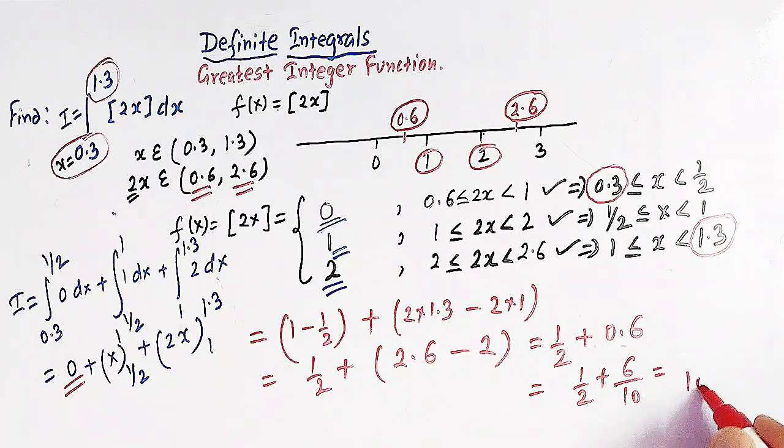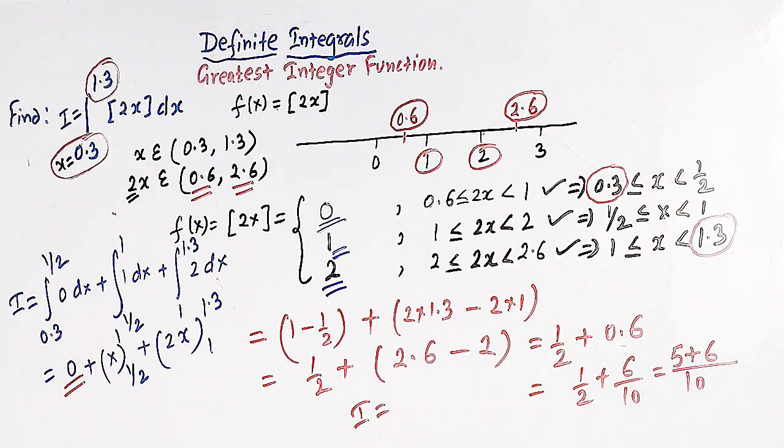So now we can write this expression as half plus 6 over 10. So this is 10. The LCM of 2 and 10 is 10. So here we have 5 and here we have 6. So I is 6 plus 5 is 11 over 10. That is equal to 1.1, right? So viewers, the value of this integral is 11 over 10 or 1.1, right?